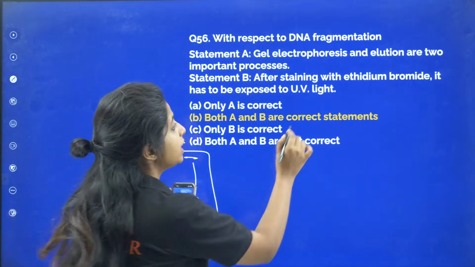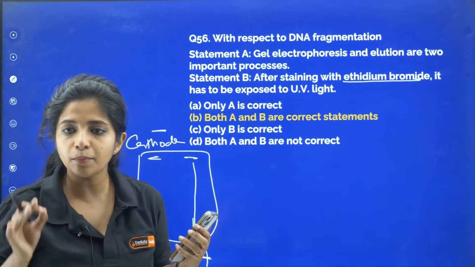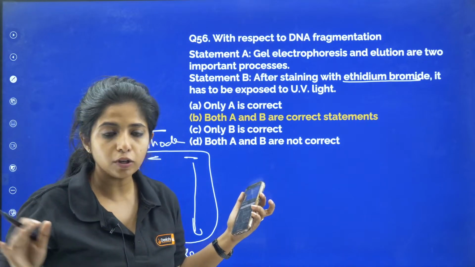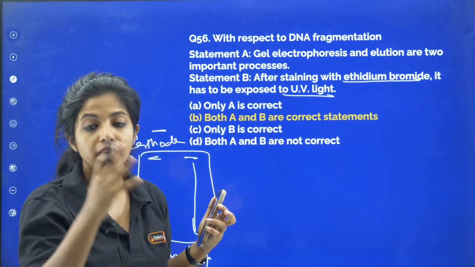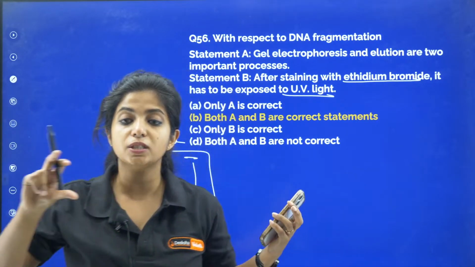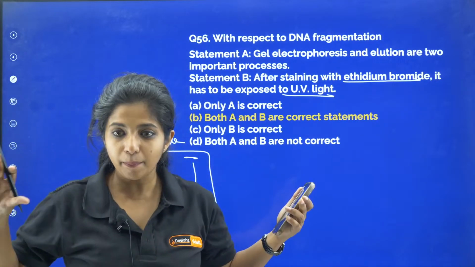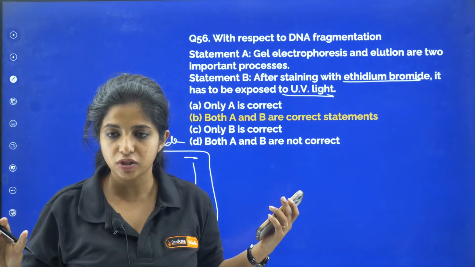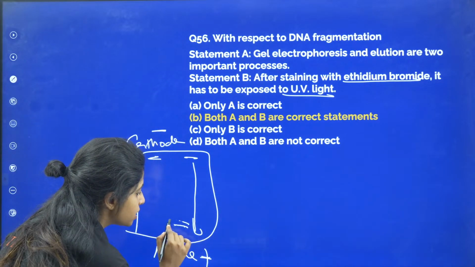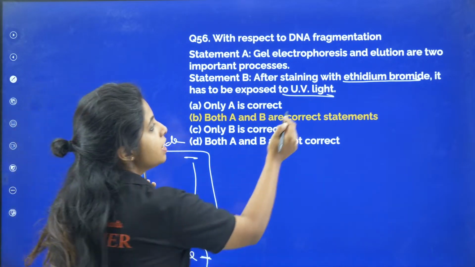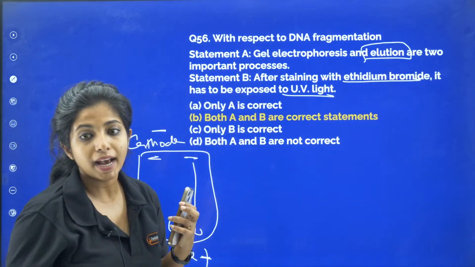Now, if you want to see the DNA, what you have to do is treat it with ethidium bromide, my dear children. And still you won't be able to see it unless you put UV light. When you put UV light, it appears as bright orange bands. Now, when I want to remove this DNA out of this gel, what do you call this process? This is known as elution.